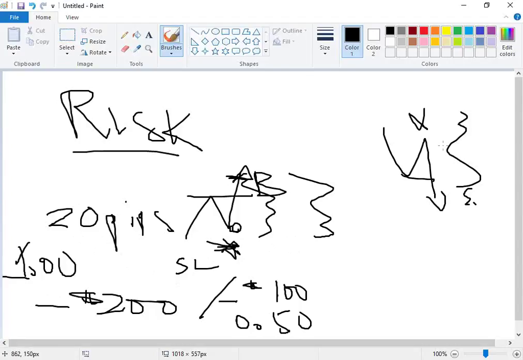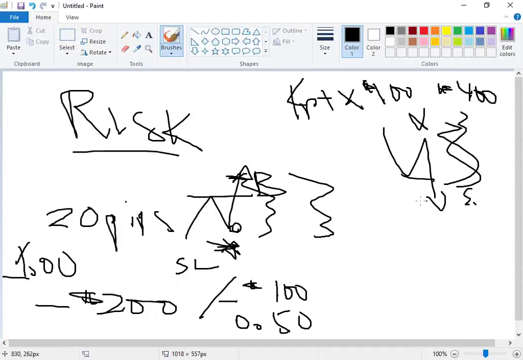If you're trading an index, let's say this was a 4-point stop on the S&P. Each point's $100. I don't want to risk $400 on this trade. I only want to risk 100. That means I'm going to do a 0.25 position to accommodate $100 risk.